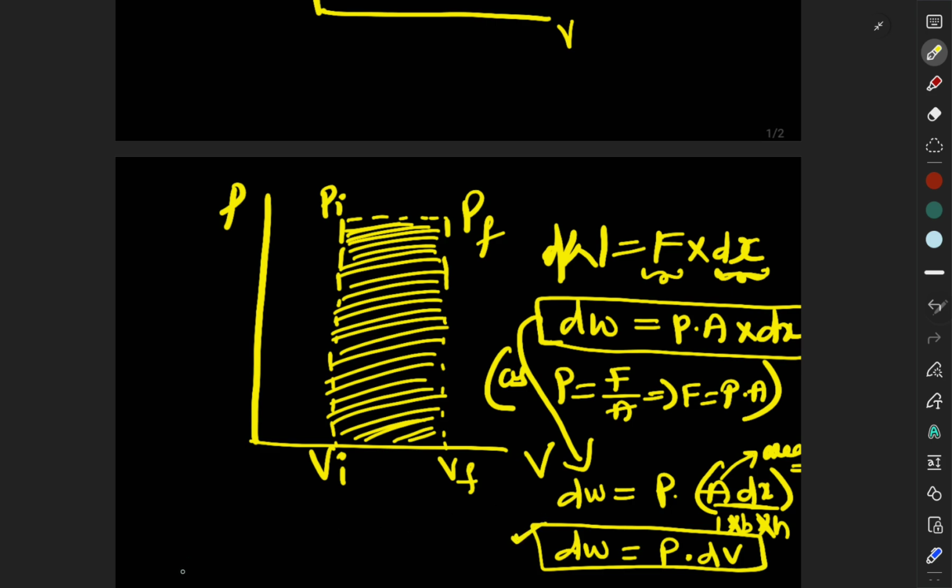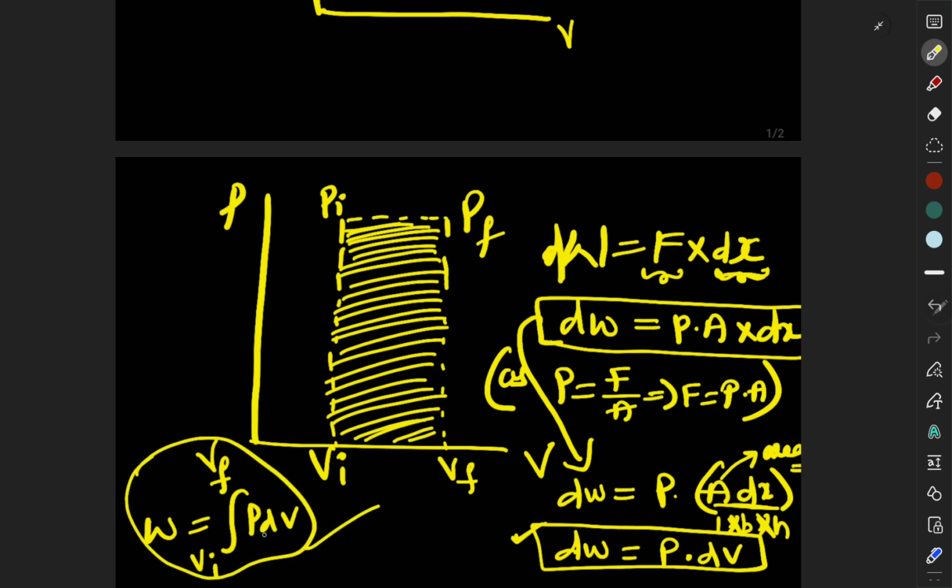This is the formula. And if you want the net total work done in the entire process, or in the entire set of states, we can write W is equal to the integration from initial state to final state of P dV. Initial volume to final volume, W is equal to integral of P dV. Either of the expressions, W is equal to integral of P dV or dW is equal to P dV, is correct for the work done. So in this way we have found out the magnitude of the work done using the PV diagram. How the area under this curve shows the work done, that is dW is equal to P dV.